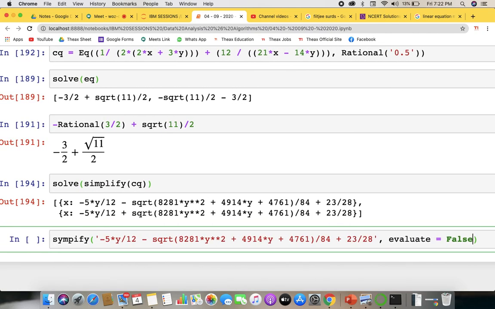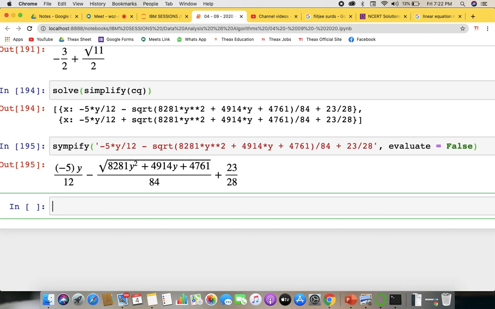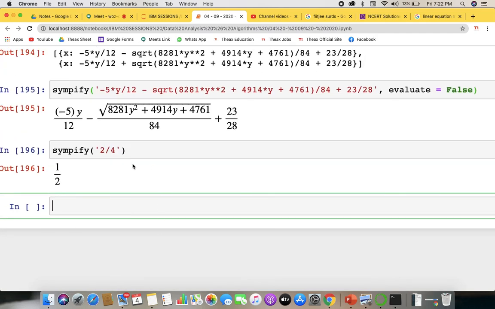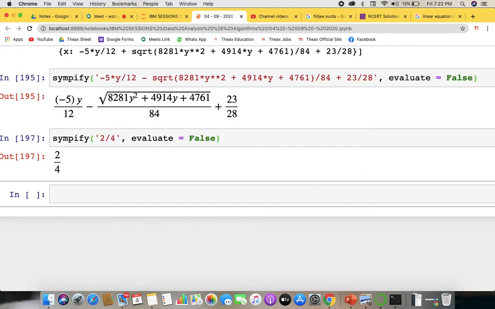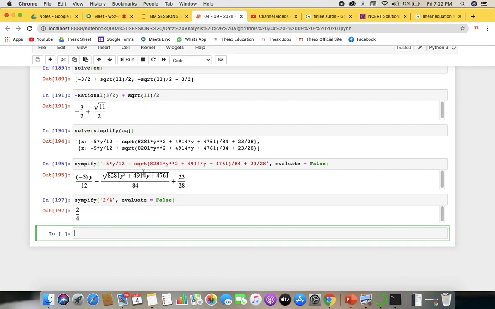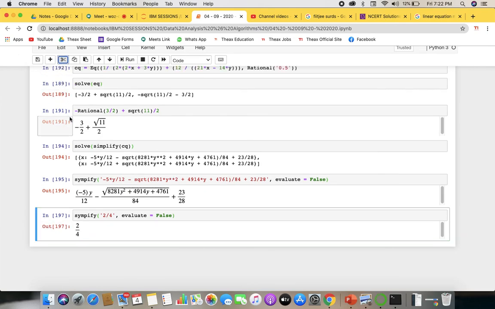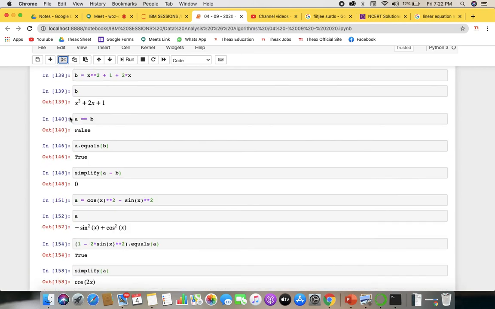And if we don't want to evaluate something, we write it as false. To get the exact values as they are, like if you write simplify of 2 by 4, what do you think you will get? 1 by 2. But if you want exactly 2 by 4, then you have to write evaluate equals false. You don't want to evaluate it. So we will get exactly 2 by 4. Okay, I believe that things would be cleared, right? We'll be discussing tomorrow in more brief. Okay, let me stop it.